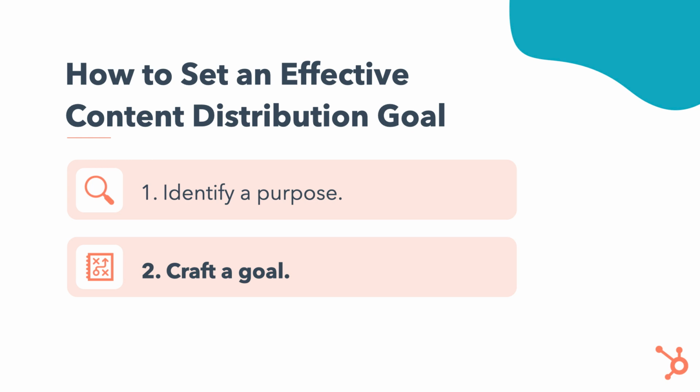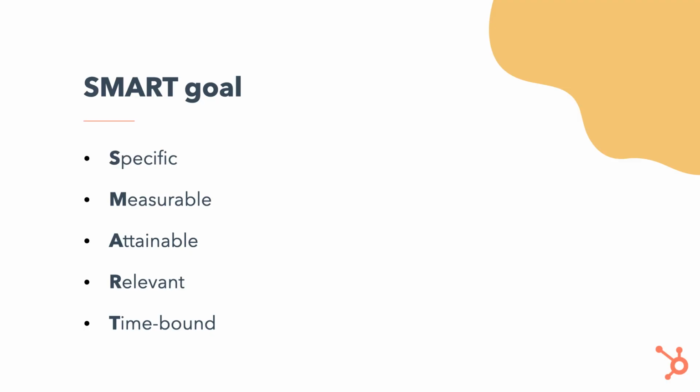The purpose you identified in the previous step should guide you in identifying a goal. It should clarify how you're going to accomplish your purpose by detailing the specifics. This can be accomplished by making your goal SMART. A SMART goal is a goal that is specific, measurable, attainable, relevant, and time-bound. Making your goals SMART will help you set a clear direction for your distribution efforts and ensure you're able to celebrate wins when they come.